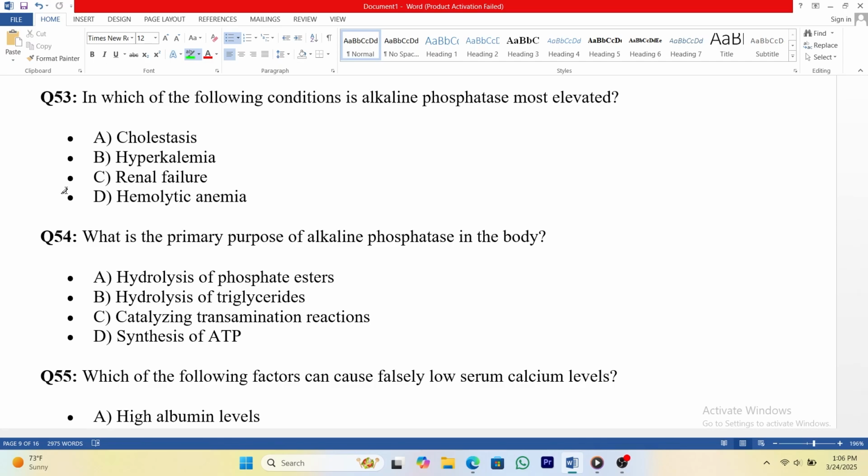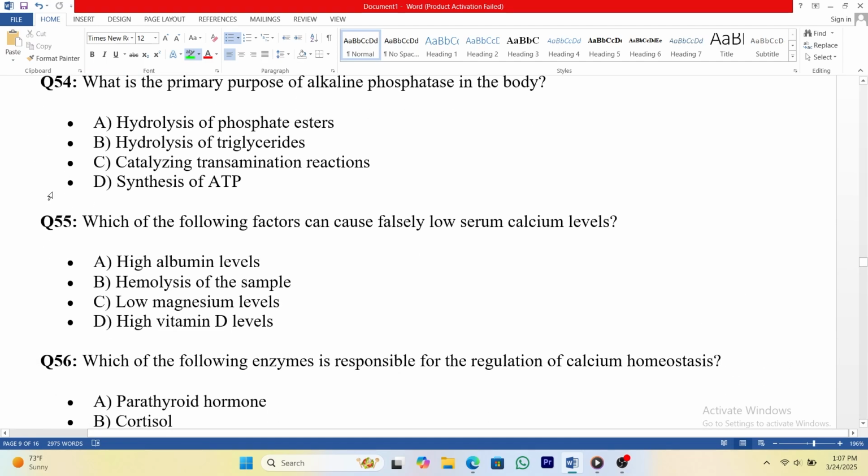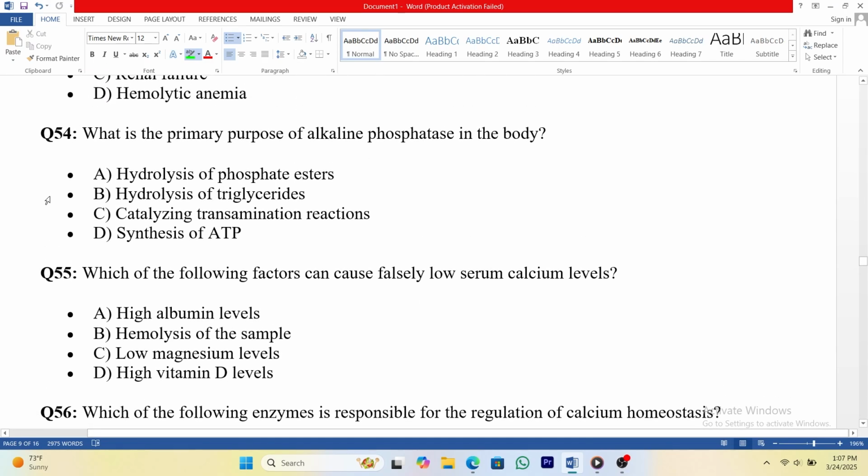A. Cholestasis. B. Hyperkalemia. C. Renal failure. D. Hemolytic anemia. Answer: A. 54. What is the primary purpose of alkaline phosphatase in the body?